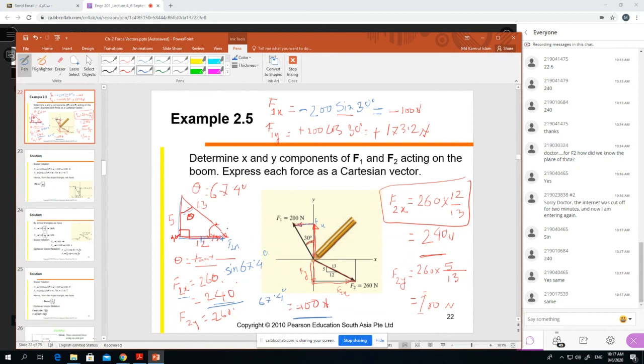Same, right? So this angle is 67.4, and this angle is 22.6. Now using either angle, any angle, this one or this one, you will find the same result. But you have to write down the sine and cosine correctly, then you will get the same answer. That is why I wanted to teach so far.